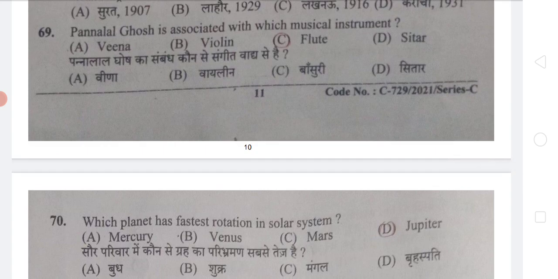Pannalal Ghosh is associated with which musical instrument? C. Flute.